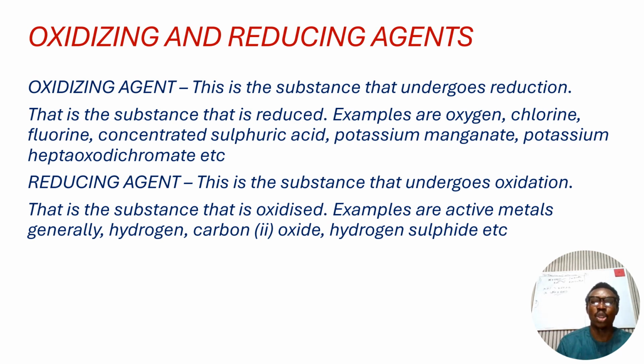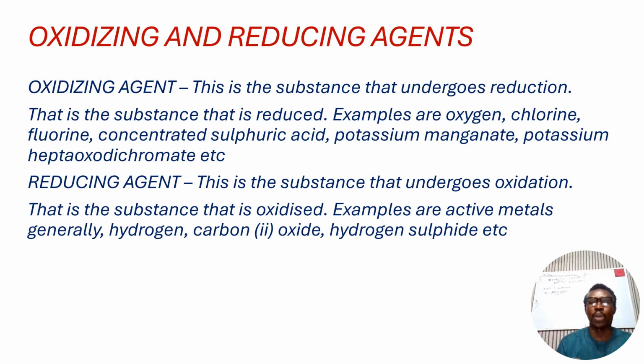Then we want to talk about reducing agent. A reducing agent is the substance that undergoes oxidation, the substance that is oxidized, the substance that loses electron, the substance that oxygen is added to and hydrogen is removed from, the substance that increases in oxidation number. So as example, metals are what? Are reducing agents because metals ionize by losing electron. So metals are reducing agents. Examples are active metals generally, hydrogen, carbon(II) oxide, hydrogen sulfide, and others. These are examples of what?